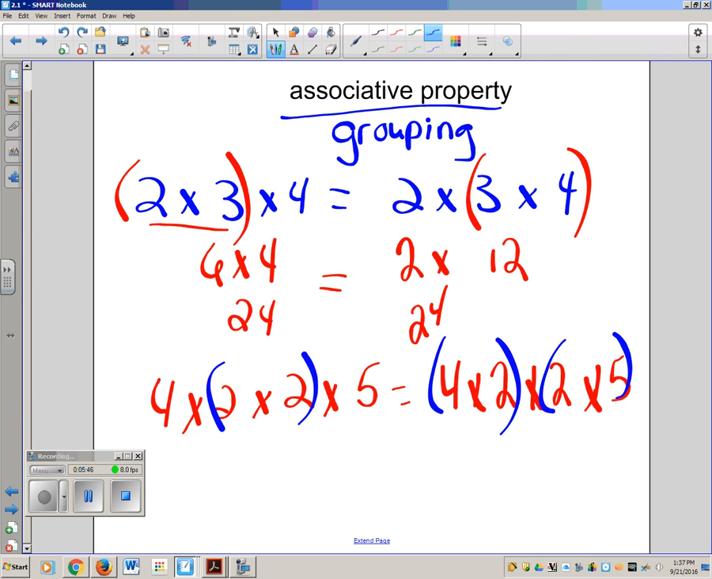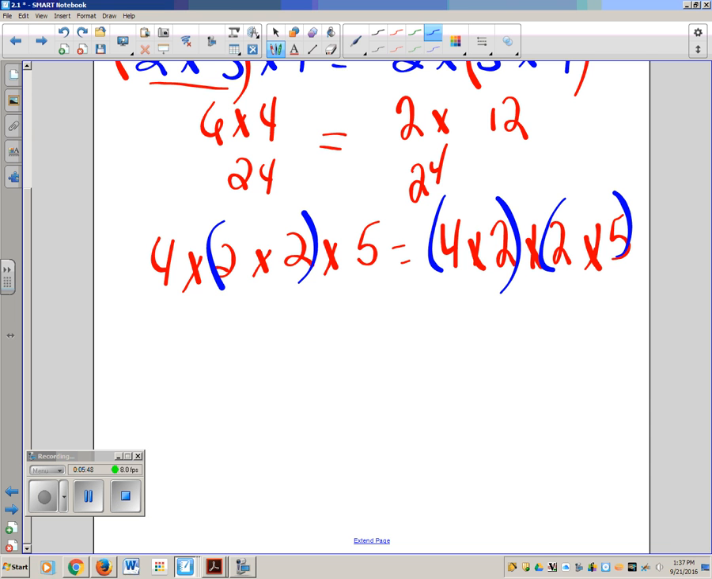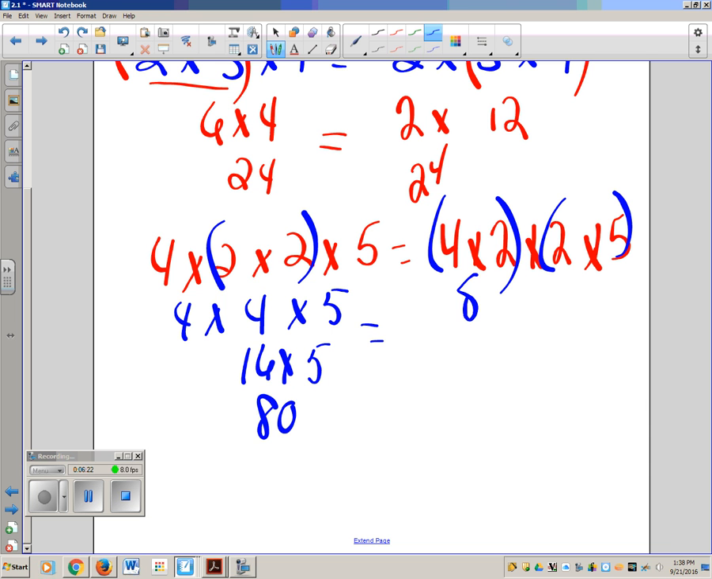Okay. Now solve. Do your parentheses first. 4 times 4 times 5. 16 times 5. Whenever you are multiplying an even number times 5, take half of it, add a 0. What's half of 16? 8. Add a 0 to 8. That's the answer. On the right-hand side, you have 8 times 10. 8 times 10 is 80.